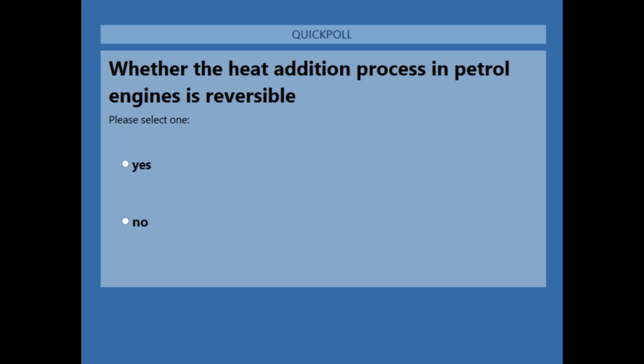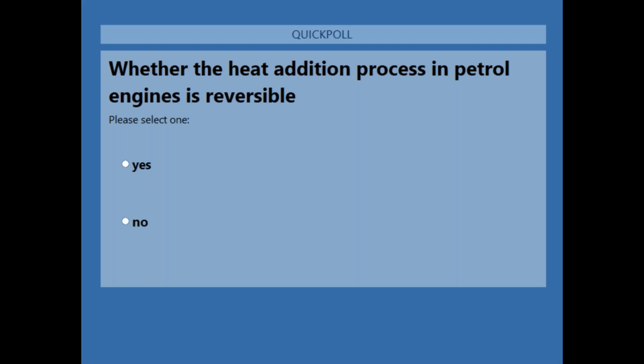One concrete example in real engineering life is the heat addition process in the petrol engine. You know how the heat addition process happens in the petrol engine. The heat addition process in the petrol engine happens via combustion phenomena. Petrol and air mixture is taken in the petrol engine, and then via the spark plug there is an ignition phenomenon, and because of ignition the combustion process happens in the petrol engine. This process is a process of heat addition.